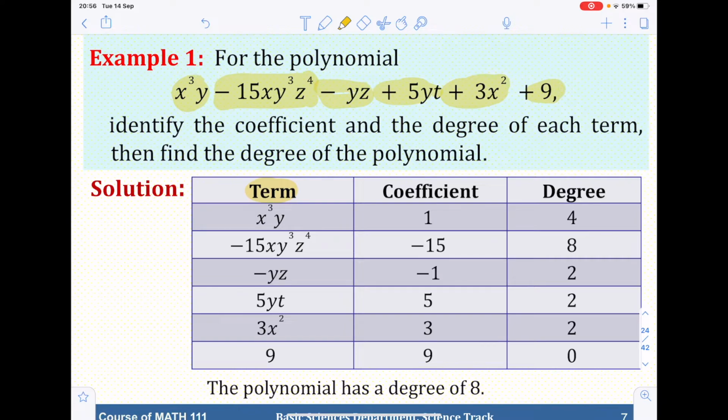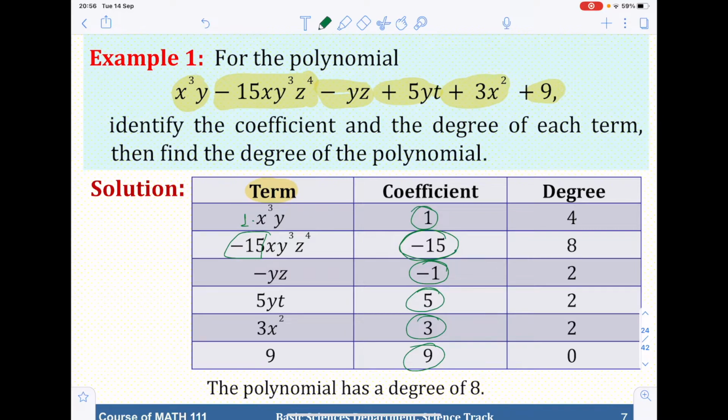In each polynomial, we can find the coefficient, which is the number or the constant. For the first one, you can see there is nothing, but actually it is multiplied by 1, so the coefficient is 1. And here is 15, this is the coefficient. Here is negative, so it's negative 1. And here is 5, this one is 3, and this one is 9.